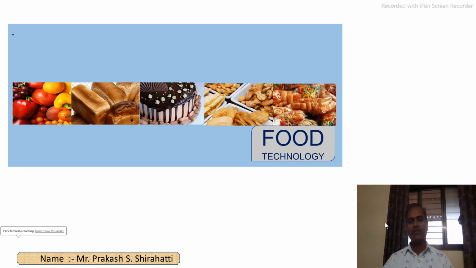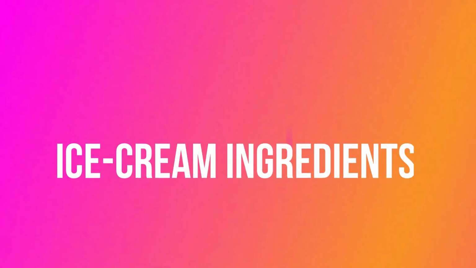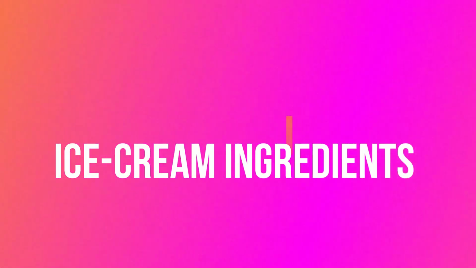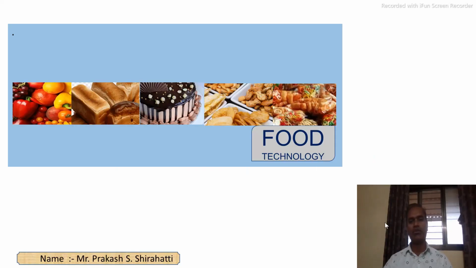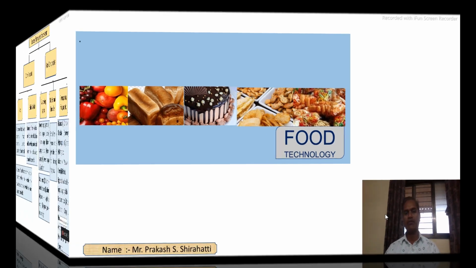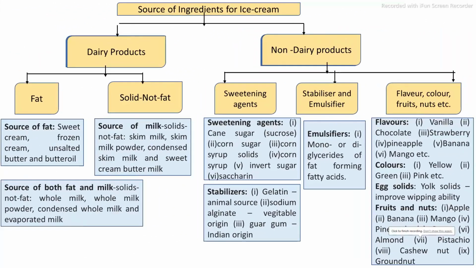This is the second part on ice cream and frozen dessert. In this video discussion, you will learn the main ingredients, their functions, sources of ingredients, and what proportion of each ingredient is used in the ice cream manufacturing process. In the ice cream manufacturing industry, the first part is the selection of the ingredients.